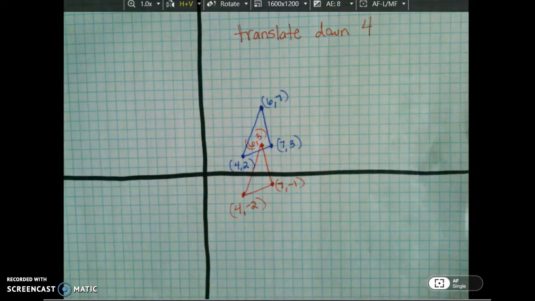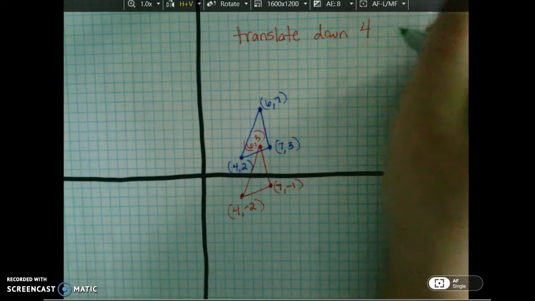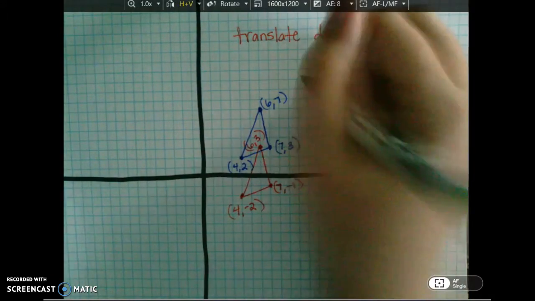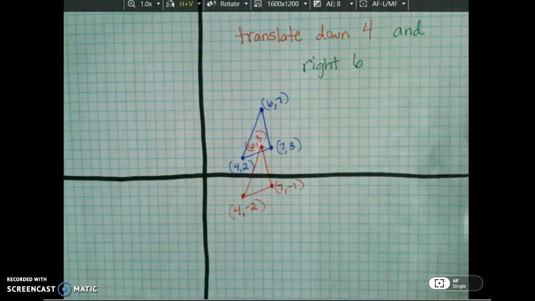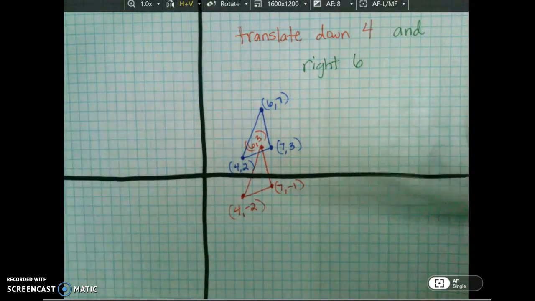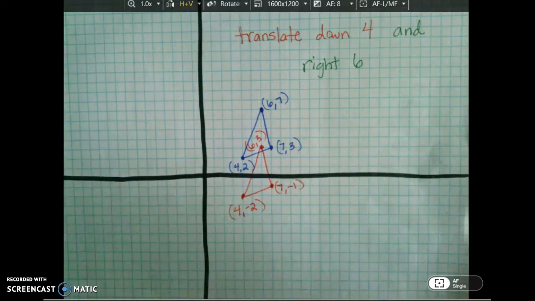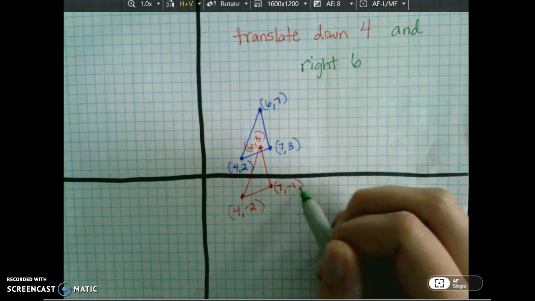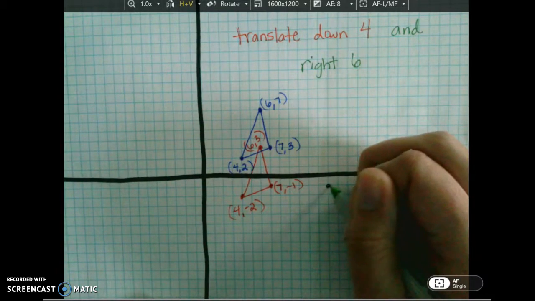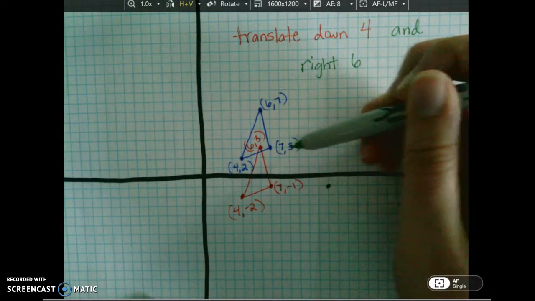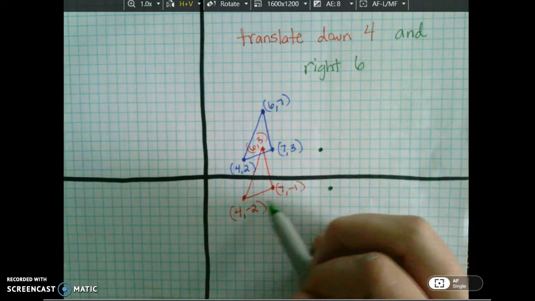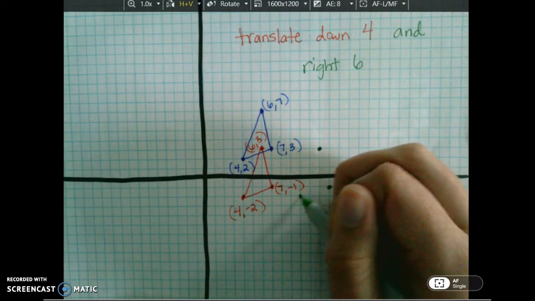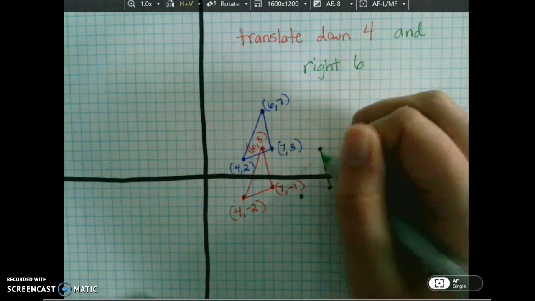Now, let's just say it said translate down 4 and we'll say right 6. Okay, so we've already done our down 4. Now we need to go to the right 6. So I can count each point over 6. Start with this one, 1, 2, 3, 4, 5, 6. This one, 1, 2, 3, 4, 5, 6. And then this one, 1, 2, 3, 4, 5, 6. There's my new triangle.